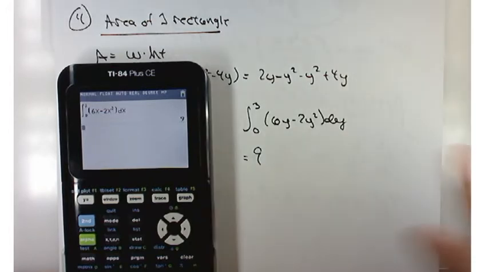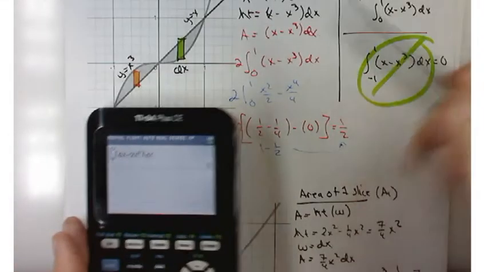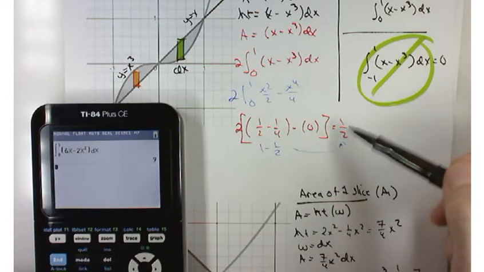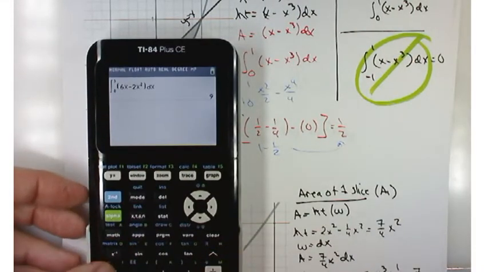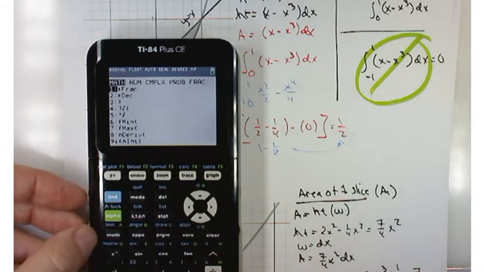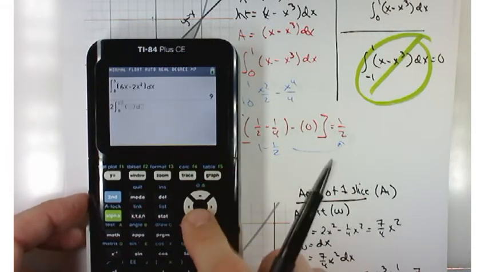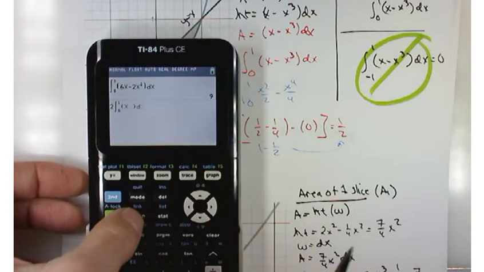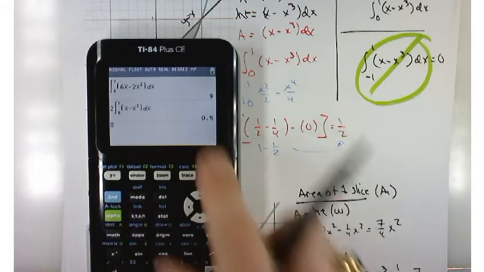You can always check your answers with this. Absolutely. So, for instance, back here, if Courtney was like, are you sure that's 1/2 earlier? Hey, you could check that with integration. So I could put a 2 out in front, math 9 from 0 to 1 of what was it? It was x minus x cubed, right? x minus x cubed dx. 0.5.